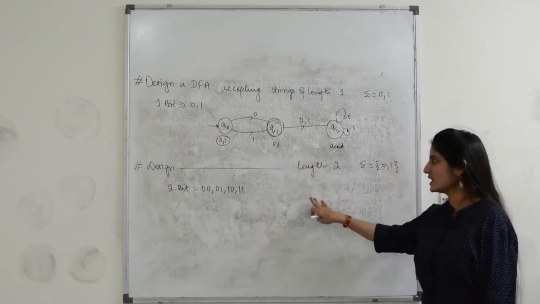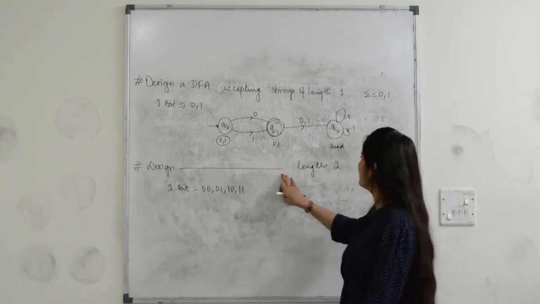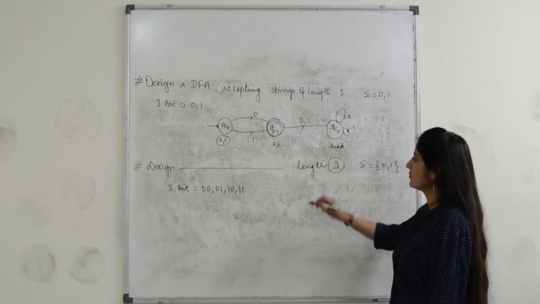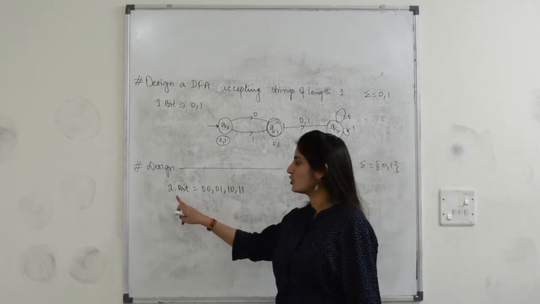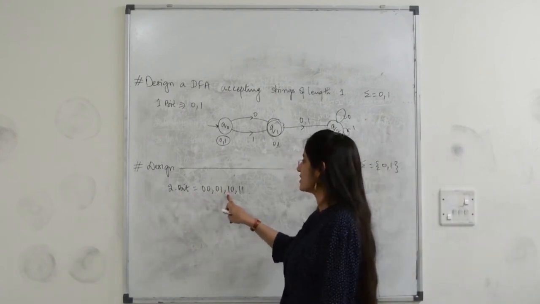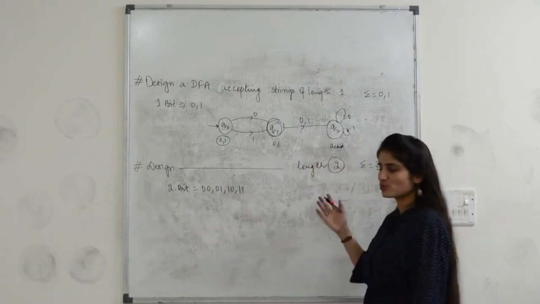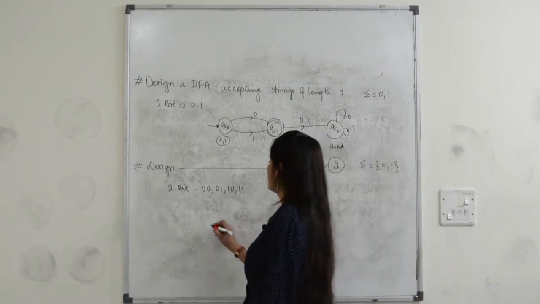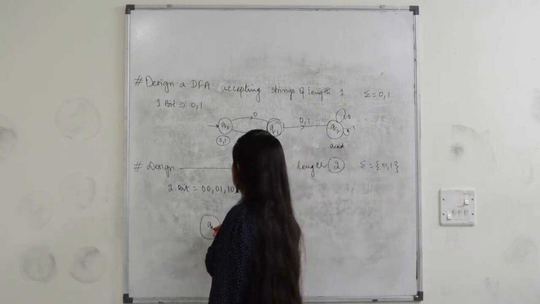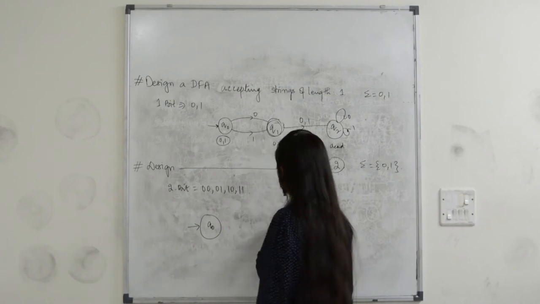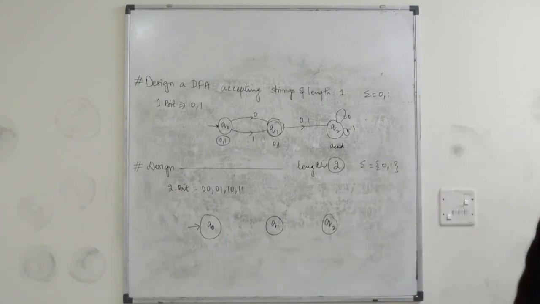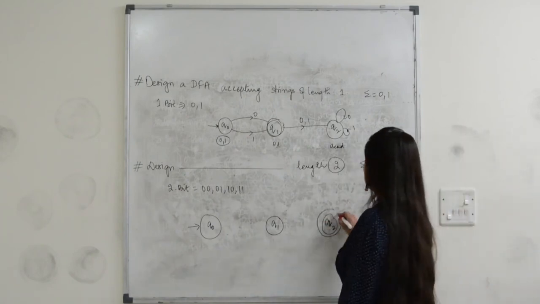And now coming to the second question, we have to design a DFA which is accepting all the strings of length 2. Again we'll write all the 2-bit combinations, that is 0, 0, 0, 1, 1, 0 and 1, 1. So the minimum length string is 2, so the number of states will be 2 plus 1, that is 3. So first will be your initial state Q0, then we'll have one more state, that is your intermediary state, and the third state, that is your Q2, that is your final state.